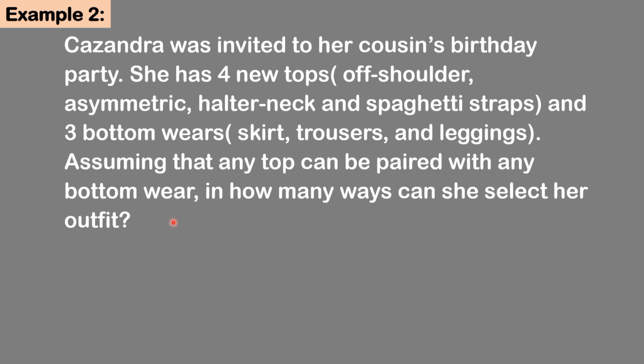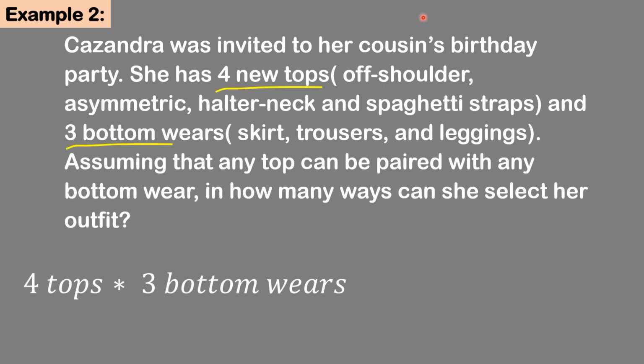So, to determine the number of ways Cassandra can select her outfit, we simply multiply the number of her tops by the number of her bottom wears. So, 4 times 3 is equal to 12 possible outfits.